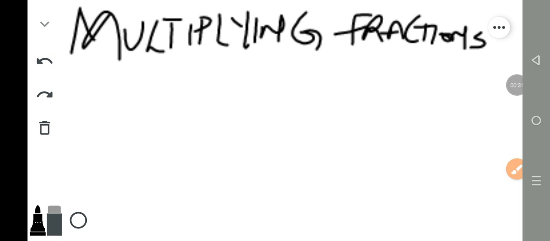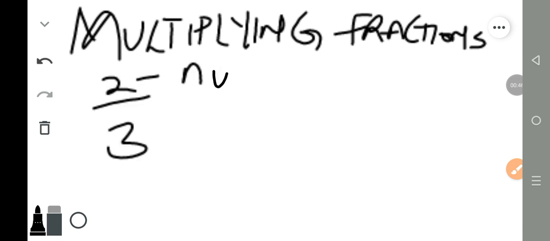So you remember in the last class when we did reduction, simplification of fraction, we talked about fraction. And you know that your fraction has a numerator and the denominator. Take for example your 2 all over 3. Your 2 is the numerator and your 3 is the denominator.